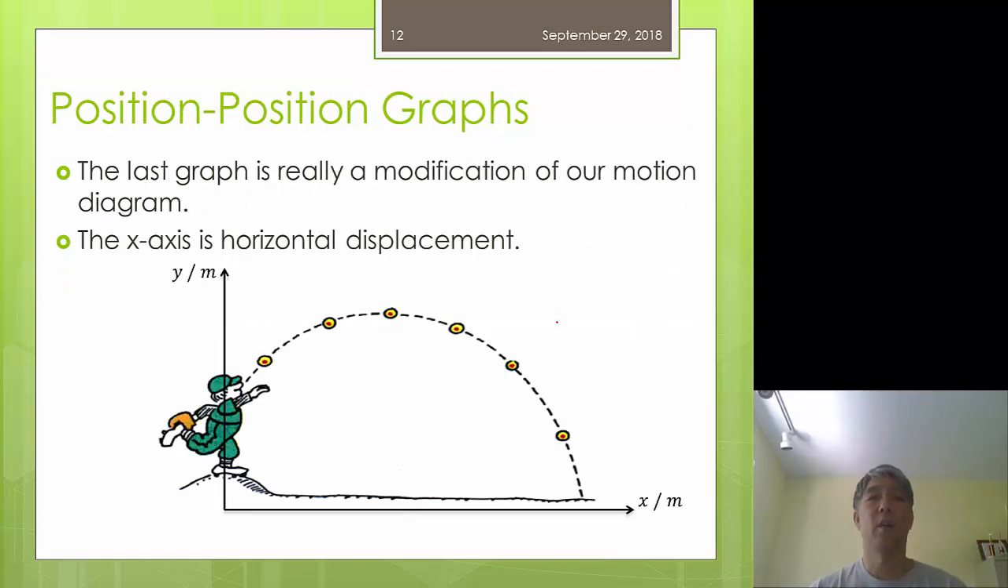This is the last graph. The last graph is a position graph. Look at those axes. On the x-axis, I'm in meters. On the y-axis, I'm in meters.